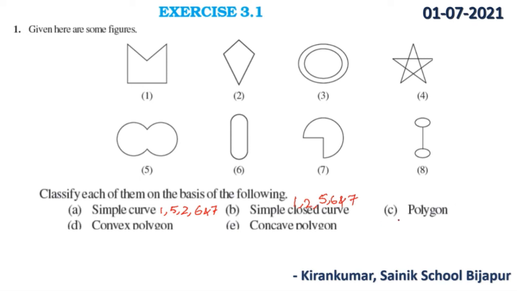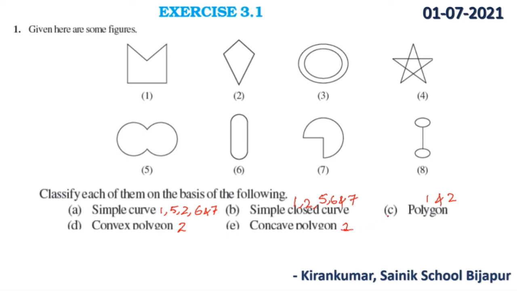Next, polygon. We have learned that a polygon must have line segments. Here, figure 1 and figure 2 are clearly made up of line segments. They are the polygons. Convex polygon. Now we have identified the polygons. In these two polygons, which are convex, there is only one convex, that is figure 2. Concave, figure 1 is concave.